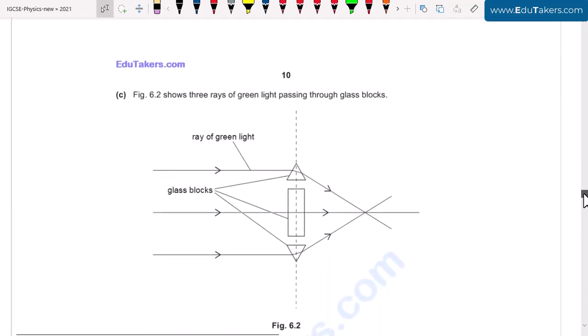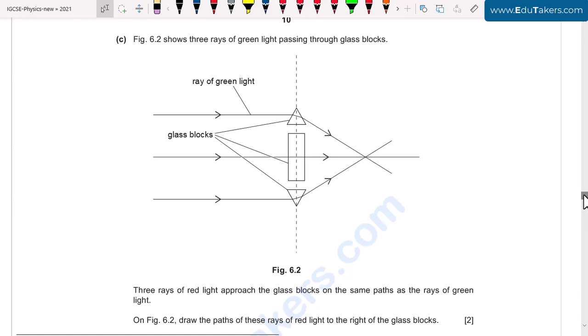Part C. Figure 6.2 shows 3 rays of green light passing through the glass blocks. There are 3 glass blocks: first, second and third. The 3 green rays pass through these glass blocks. 3 rays of red light approach the glass blocks on the same path as the rays of green light. So now we have to replace these green light rays with the red light rays.